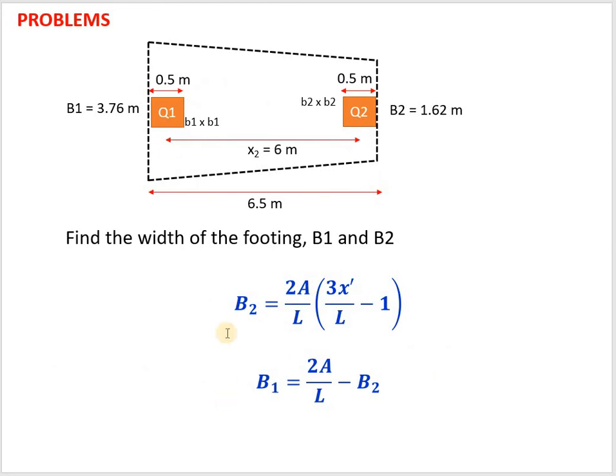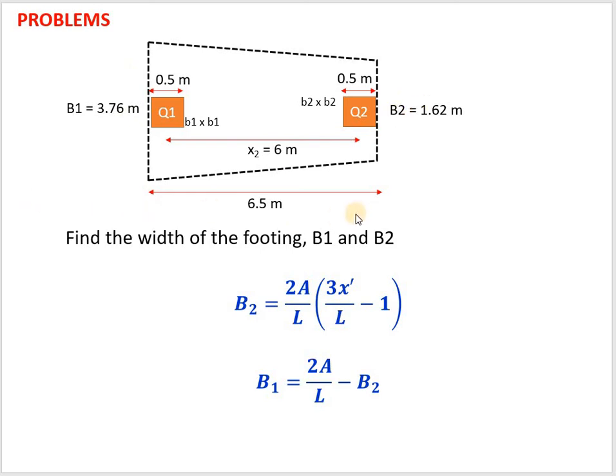Now let us move on to the design part. Already you have the length here, it is 6.5. So the only thing left is the width. You know that a trapezium has two widths, B1 and B2, and you have to find both. So this is the expression for B1 and B2. B2 is 2a by L into (3x dash by L minus 1), and B1 is 2a by L minus B2.